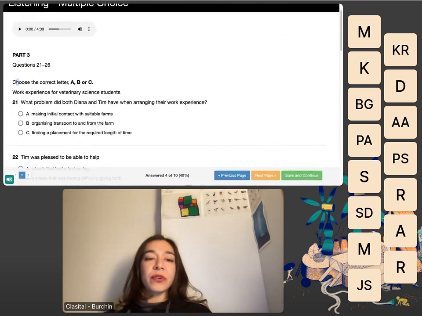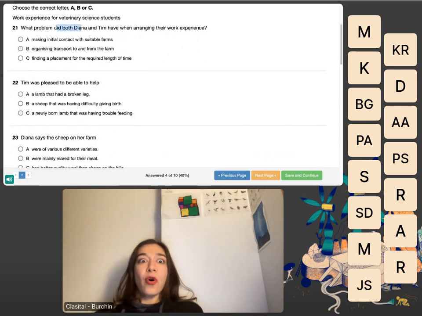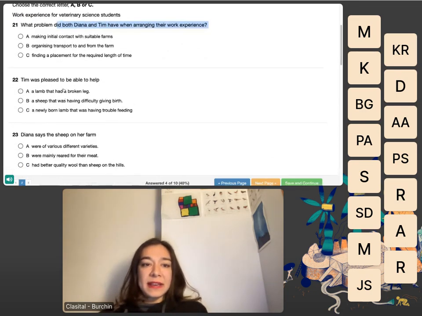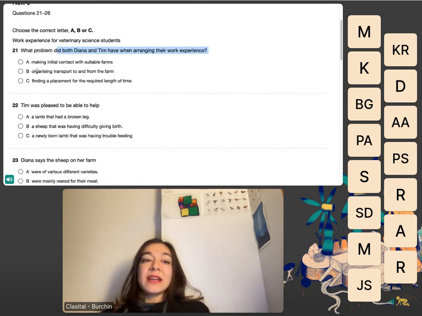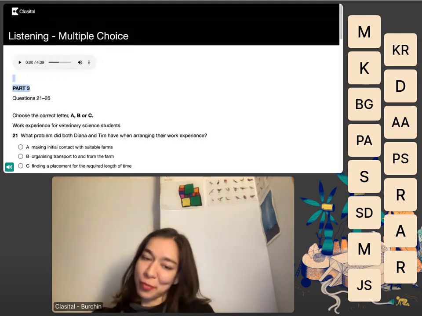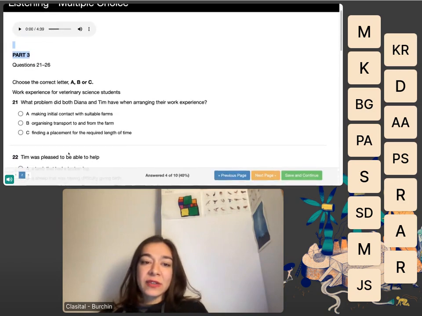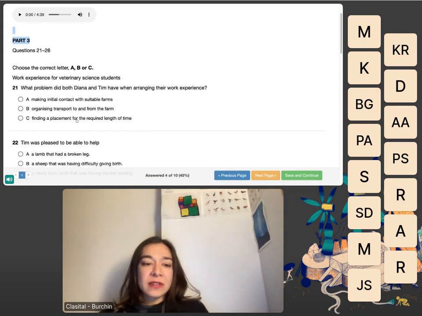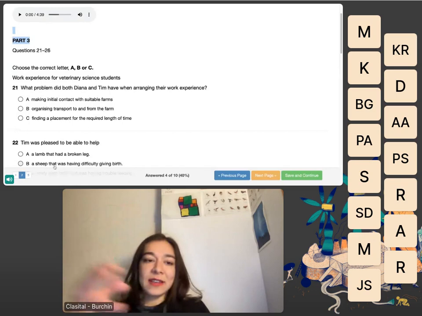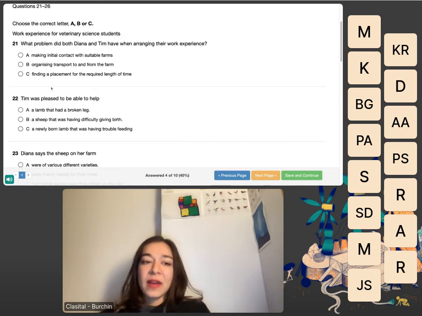It says choose the correct letter A, B, or C. Work experience for veterinary studies students. As I said, it is asking for both Diana and Tim, making initial contact with suitable farms, and it is from part 3, so I expect more synonyms and more paraphrasing for section 3. Making initial contact with suitable farms, organizing transport to and from the farm, finding a placement for the required length of time.